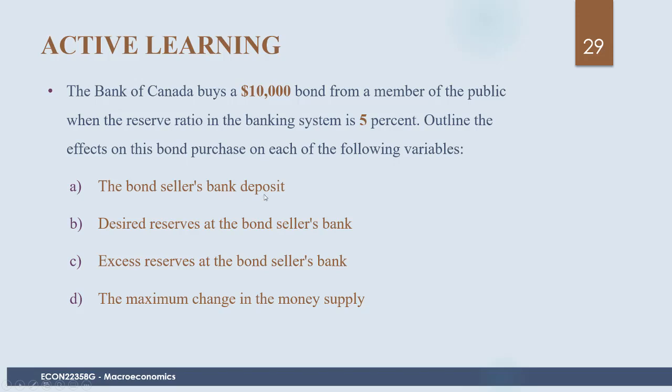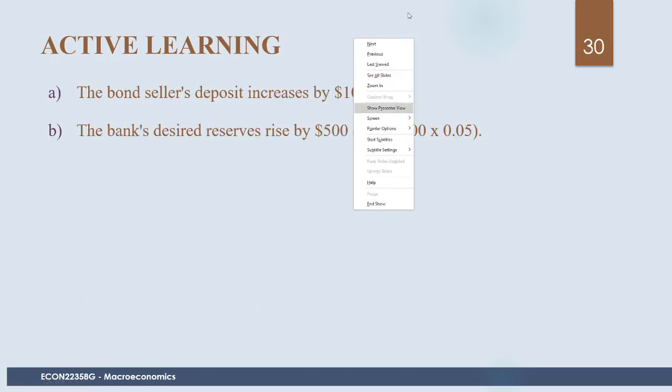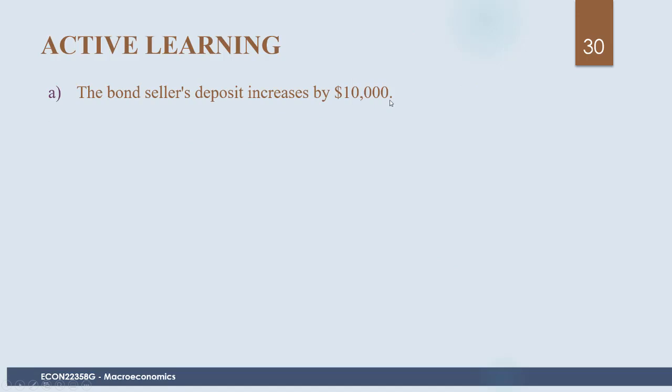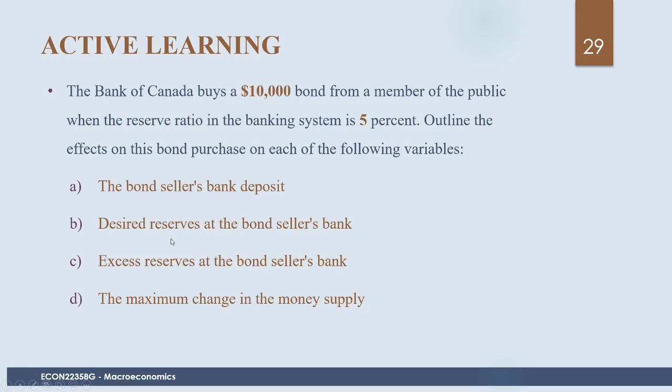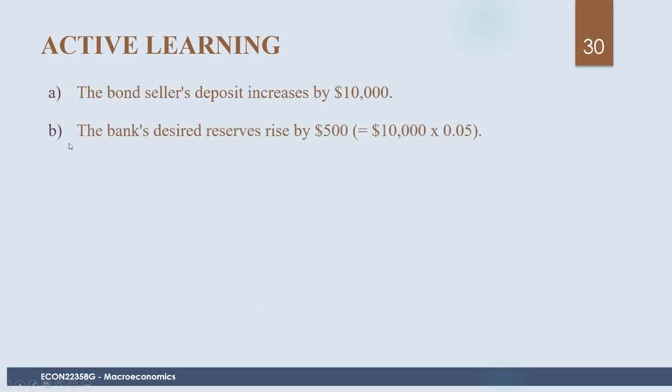For A, the bond seller's bank deposit. We're thinking of the amount of money in the account at the commercial bank of the bond seller. Well, it's going to increase by $10,000, right? Because they're selling their bond to the Bank of Canada. Now, the second one is the desired reserves at the bond seller's bank. So hit pause. What's the answer to this? Well, in B, the bank's desired reserves will rise by 500. We get this figure just by multiplying 10,000 times the reserve ratio. So they're going to want to lend out the rest.